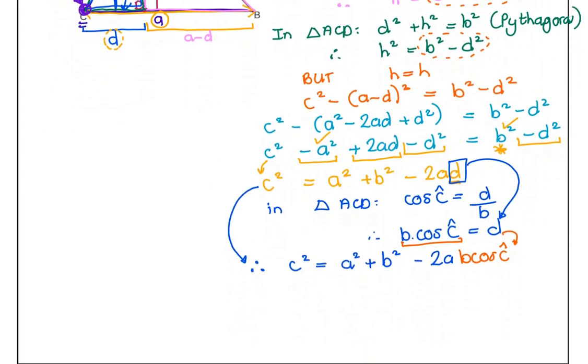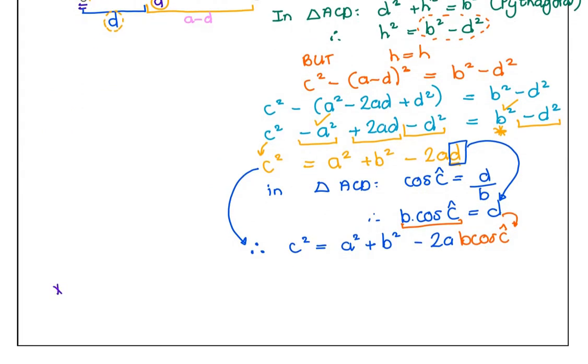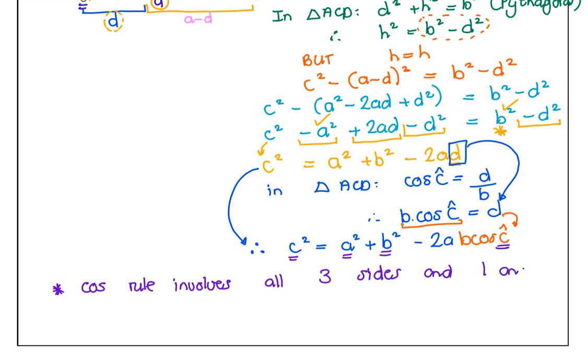Now, just to write myself a note on this, when am I going to use the Cos Rule? What does the Cos Rule involve? Well, the Cos Rule involves all three sides, and the Cos Rule involves one angle. So there's actually two kinds of cases where I would use the Cos Rule. And let's look at the examples to help us.